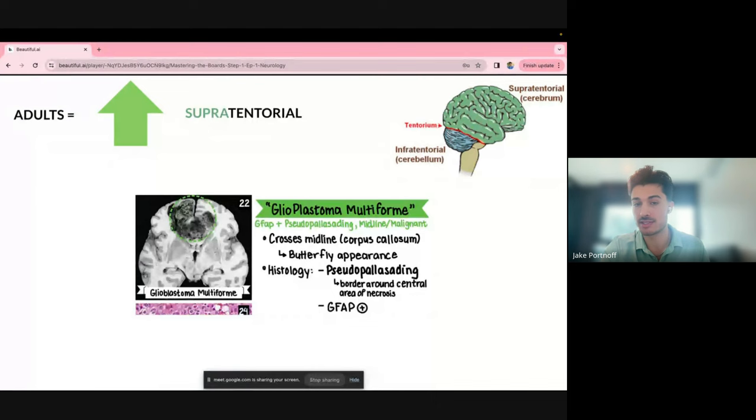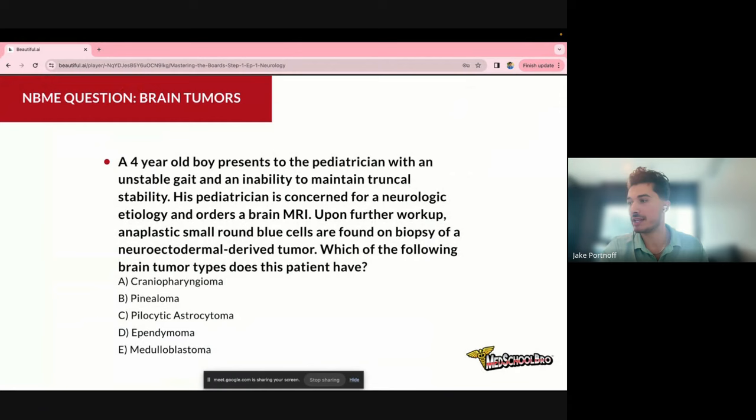Now, we're going to go into a question that relates to pediatric, and we're going to go over our pediatric histology after this. A four-year-old boy presents to the pediatrician with an unsteady gait and inability to maintain truncal stability. The pediatrician is concerned for neurologic etiology and orders a brain MRI. Upon further workup, anaplastic small round blue cells are found in biopsy of a neuroectodermal derived tumor. Which of the following brain tumors does this patient have? Everyone in the chat box. I see E's. Very, very good job if you're saying E. Medulloblastoma is correct here.